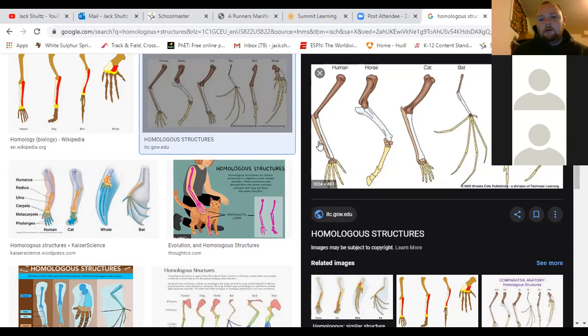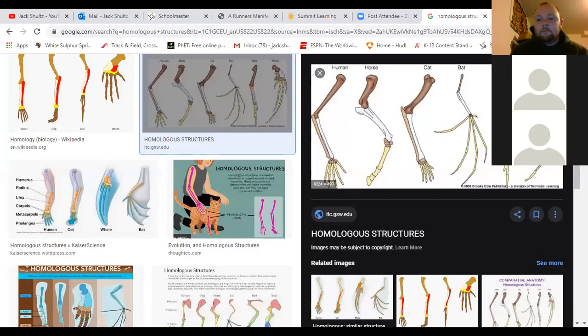You can see here, humans have the radius, which is on the thumb side, and the ulna, which is on the pinky side. Horses and bats really only have the radius. Okay, they do not really have ulnas as much. Then you can start to see though that cats, birds, and whales all do have the ulna. And so you get your radius and your ulna, but you definitely have some sort of forearm bone in all of these, okay? You definitely do have a radius in each one of these organisms.